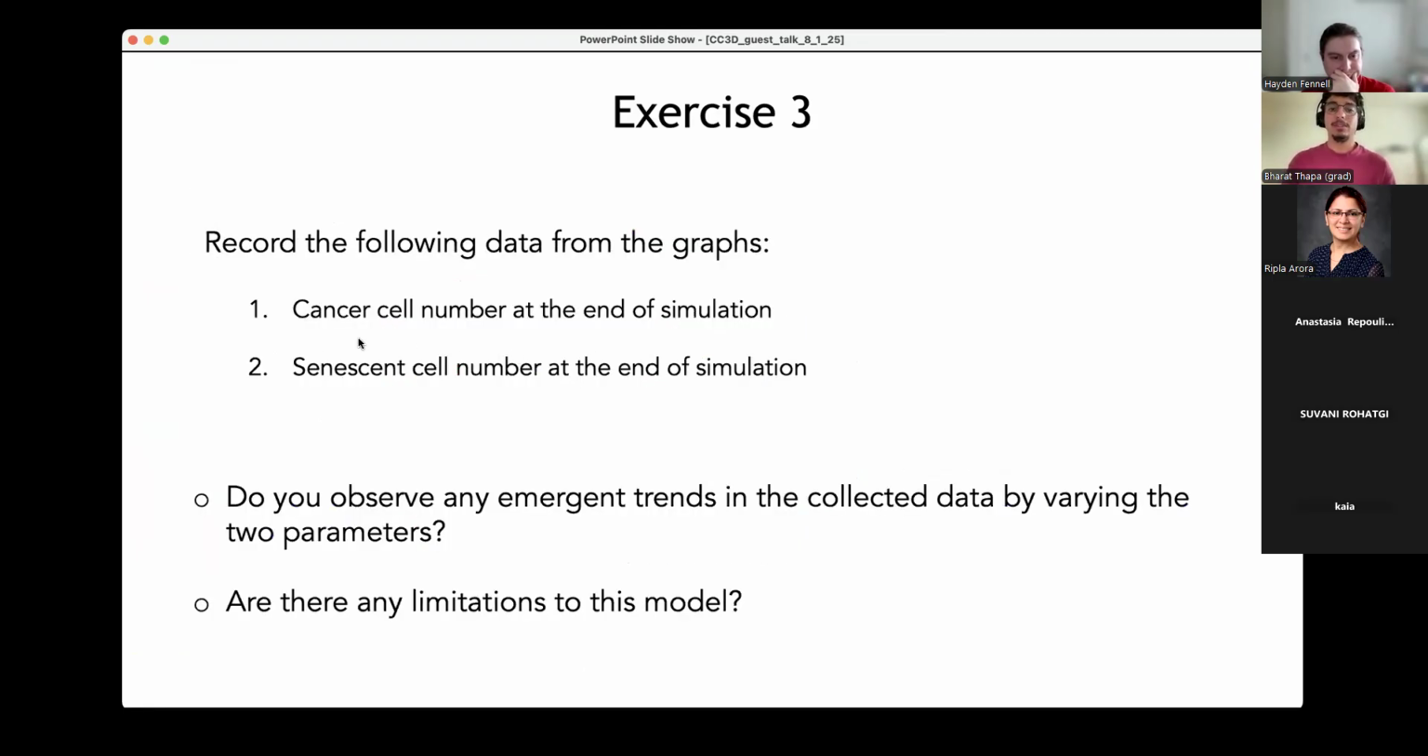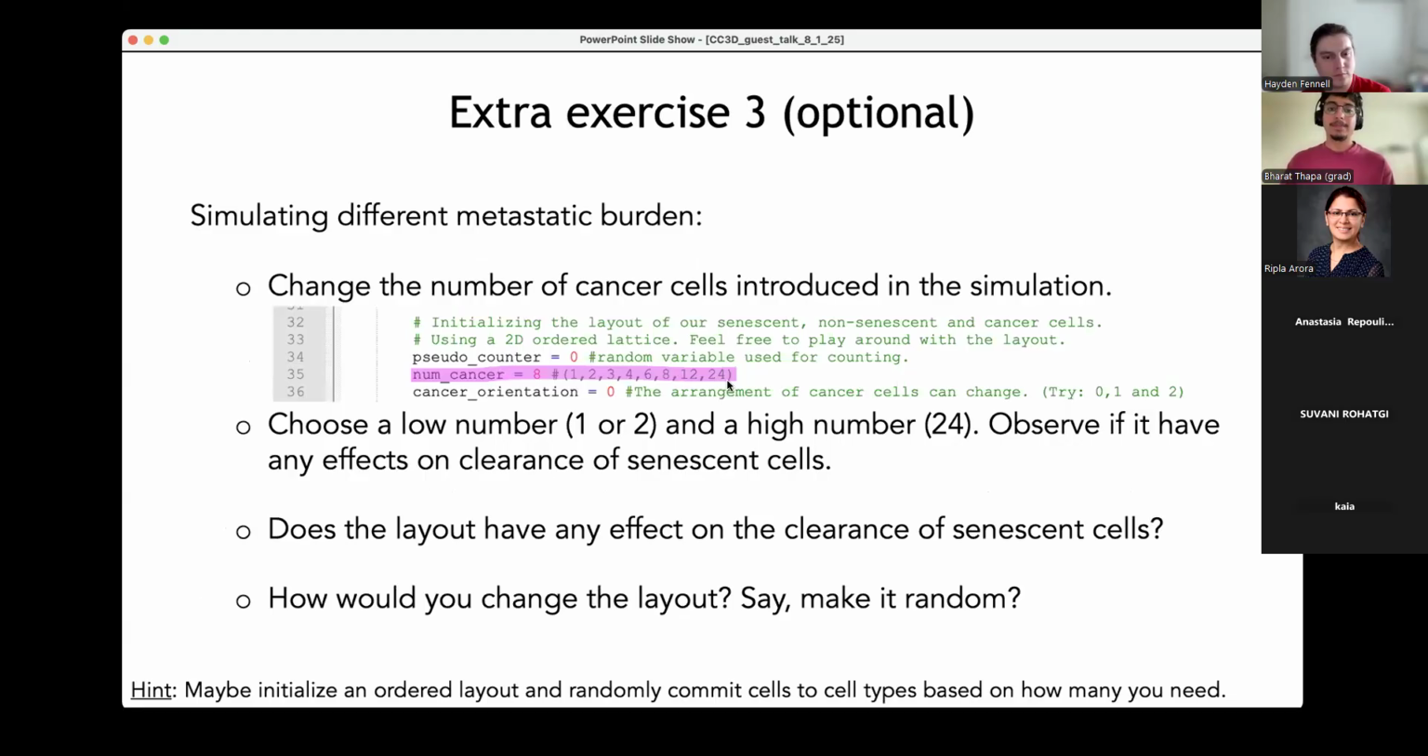For this one, I would only want you guys to look at the cancer cell number and the senescent cell number. I had an optional exercise too. You can play around with the layout. Just wanted to tell that layout is very important. I try to have a biased layout because when I tried random layout where any cell can be anywhere, you would have these circumstances where a senescent cell would get isolated, and that would lead to a lot of variation. So pick your layout wisely.